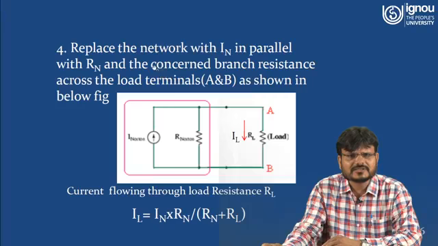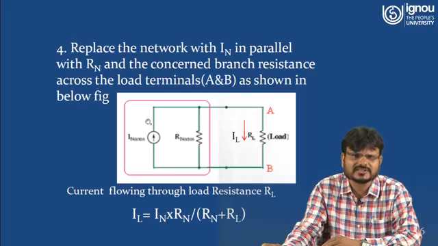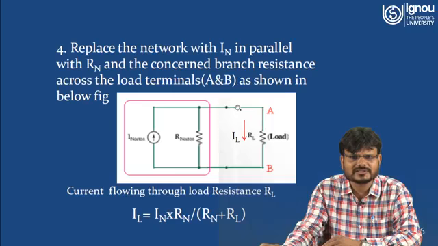So replace the network with the Norton equivalent. Here you can see, because you have calculated the Norton current, or you can say the short circuit current, in parallel with the Norton equivalent resistance. So you put this Norton resistance in parallel with the Norton current, and you connect the load resistance as shown in the figure. Now you have to calculate the current IL flowing through the load resistance, because this current IN is dividing into these two branches. One branch is this one, another branch is this one.